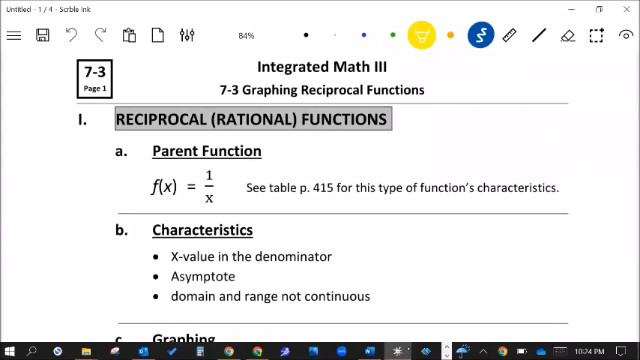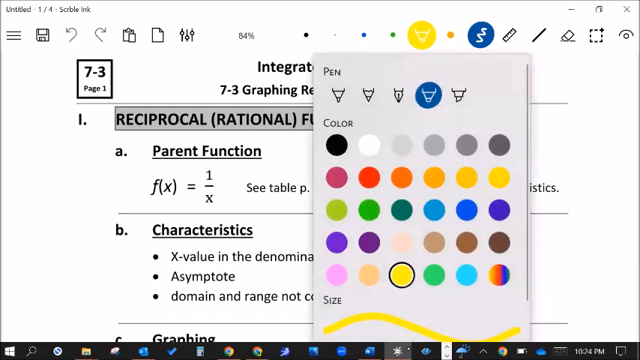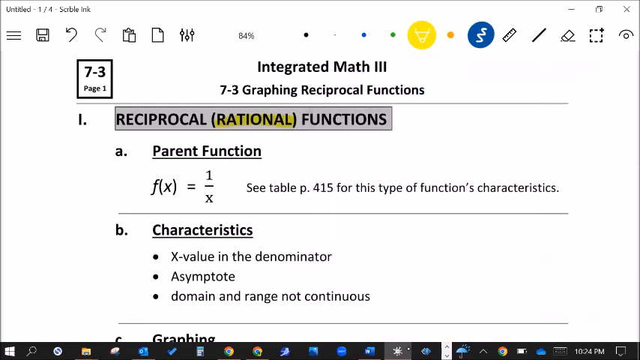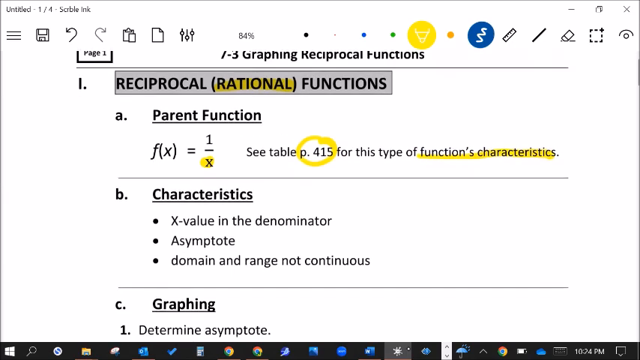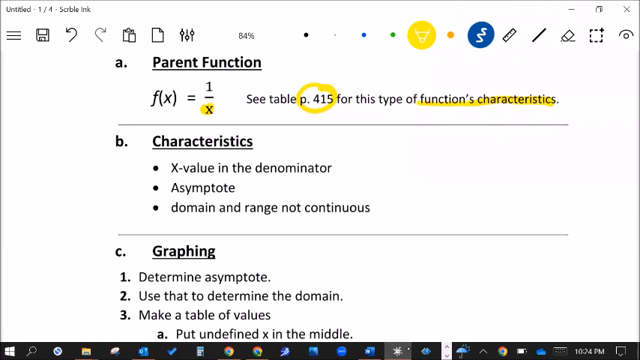Welcome. Let's look at graphing these reciprocal, or what we would normally call rational functions. That means that the variable or one of the variables is in the denominator. In our textbook, page 415 shows the parent function's main characteristics. Here are actually the main three things I would focus on.